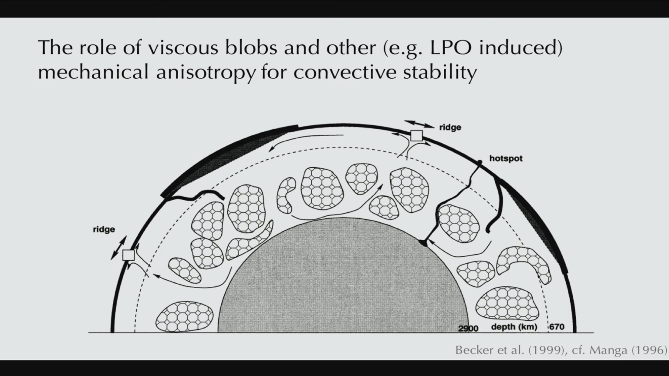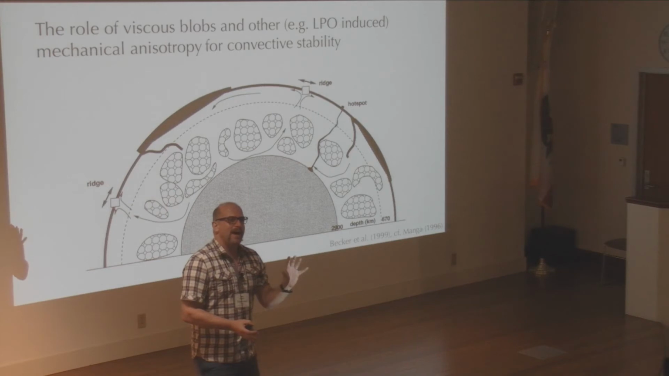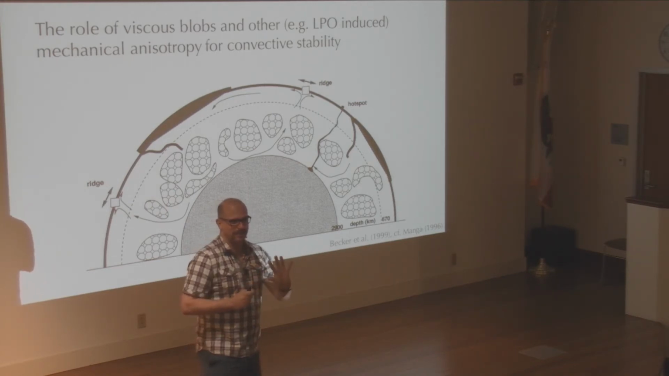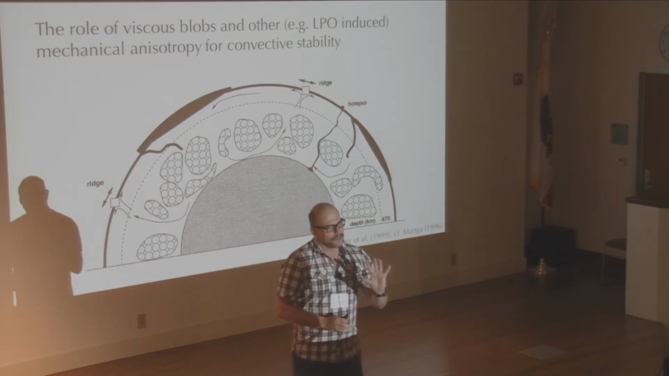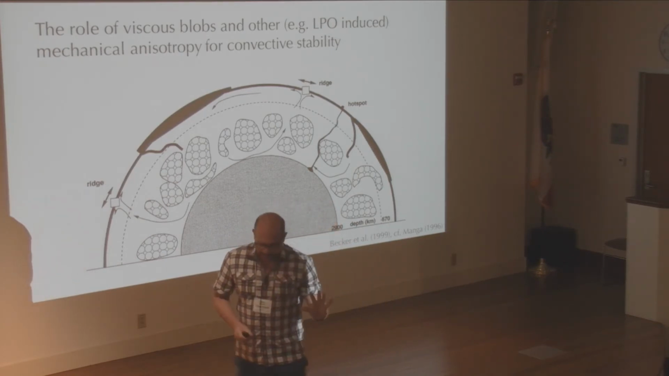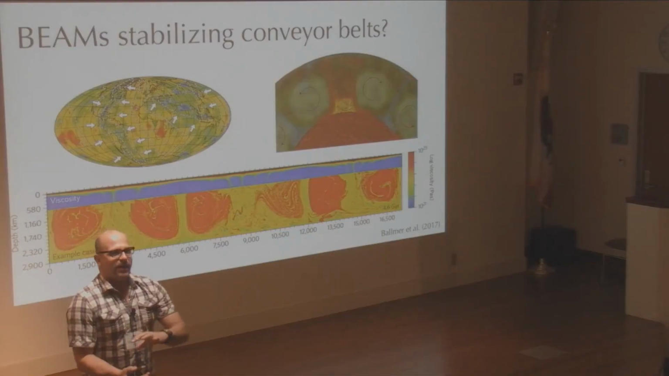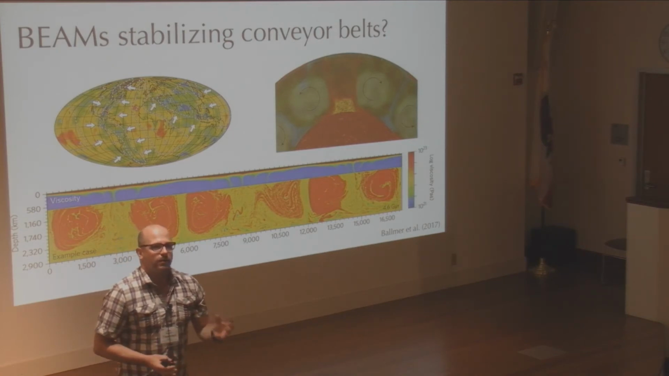Just wait. What we did is we took Michael Manga's experiments that suggested that if you have high viscosity blobs, then those will tend to go to the center of convection cells because the strain rates are lower, and this may be a way to hide geochemical reservoirs. And that sort of thing has recently been rediscovered on some level by Ballmer and others, where they're calling these blobs BEAMs, and the idea is you have bridgmanite having a higher viscosity than the surrounding mantle.